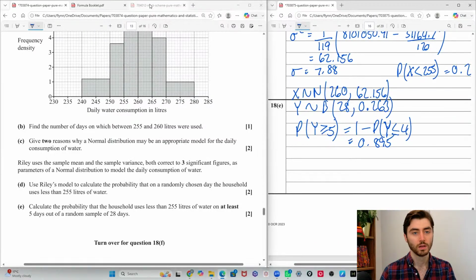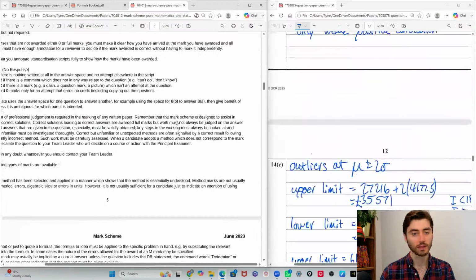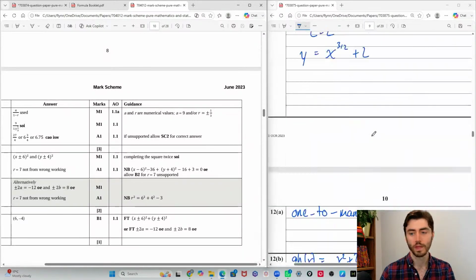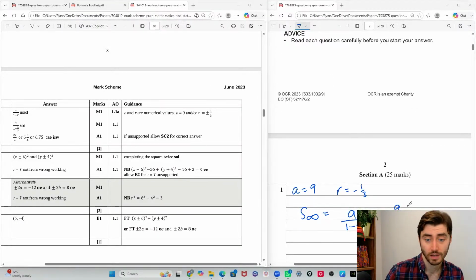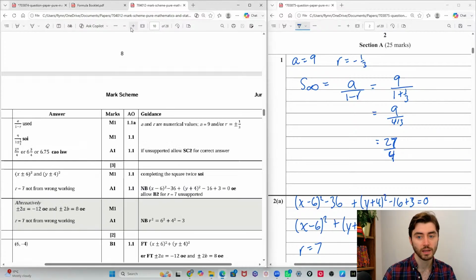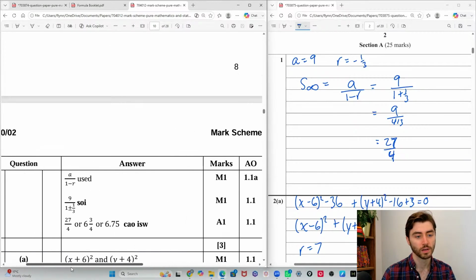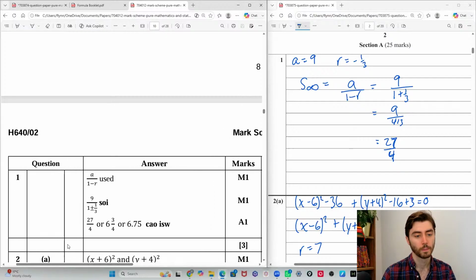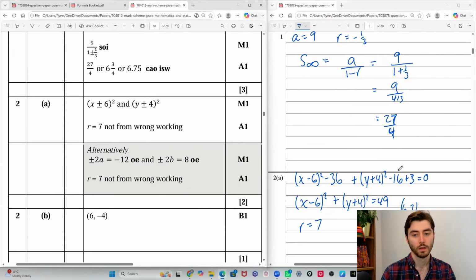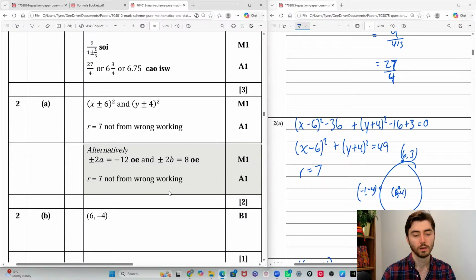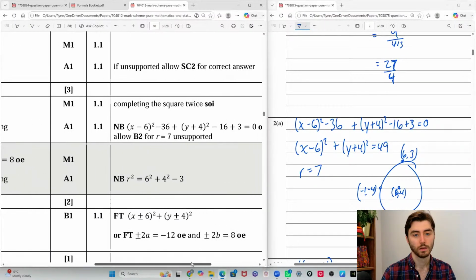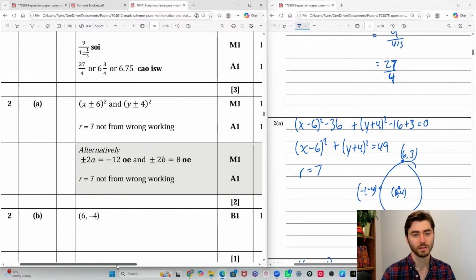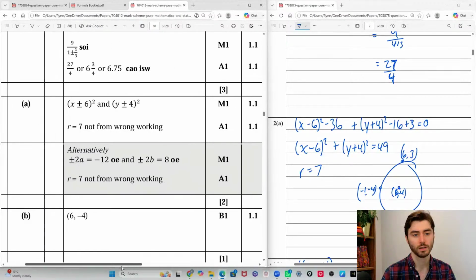So mark scheme time. All right, let's get to the start of the mark scheme. And let's see in particular how good my wording was, or rather how bad my wording was. So here, 27 over 4, good. Is it really plus minus?